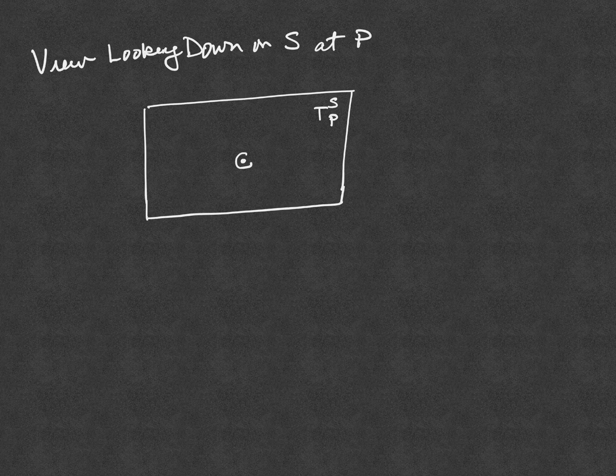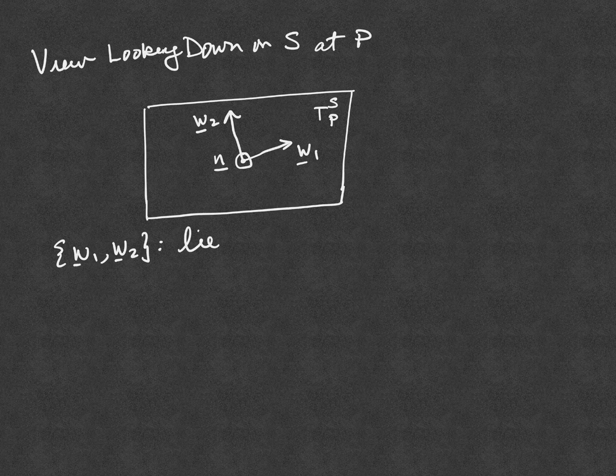Now, if I look out of the page, that direction is the direction N that I already defined. Now I'm going to define two other directions. It doesn't really matter what these two directions are, so I'm just going to put them in this plane, but they have to be orthogonal to one another. So I'm going to define these two directions as W1 and W2. Now W1 and W2 lie in the tangent plane to S at P. And they have the following properties.